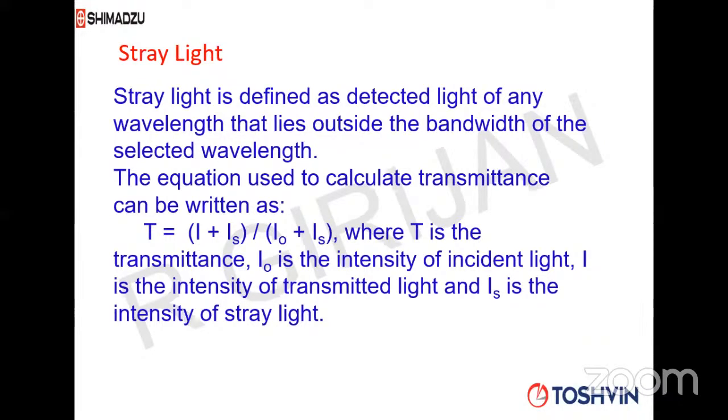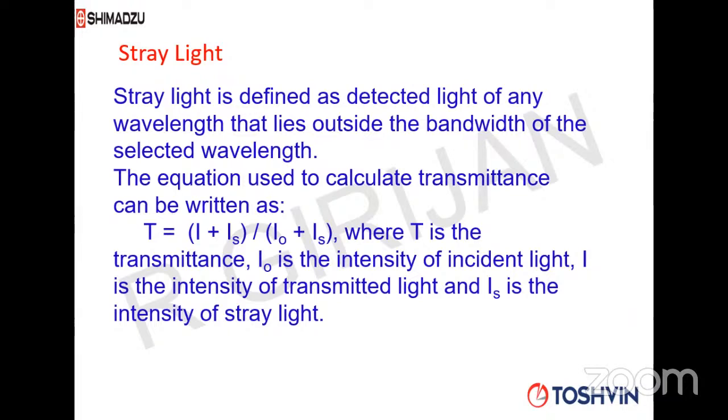So one is stray light. Stray light, in a very simple definition, is any unwanted radiation, any unwanted wavelength, any unwanted light that is reaching the detector. For example, suppose I am going to make a measurement of my sample in a UV spectrophotometer, and my lambda max is at 254 nanometer. Ideally, only 254 nanometer light should go to the detector. But unfortunately, along with 254, 260 nanometer is also going there, 250 nanometer is also going there. These are all unwanted wavelengths, and they are collectively called stray light.